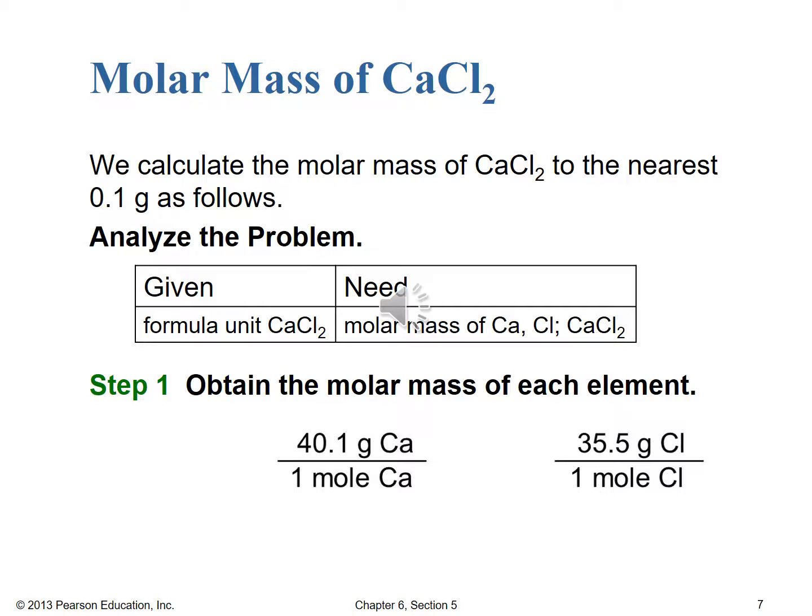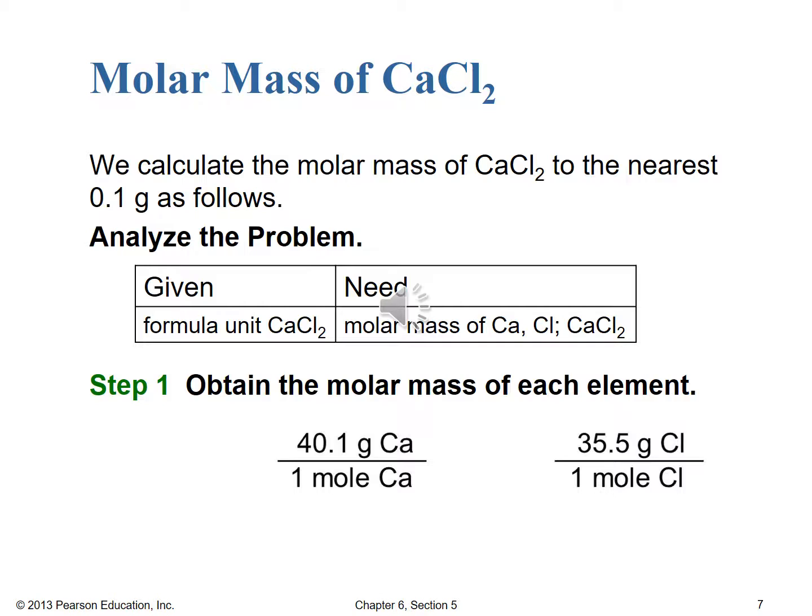We're given the formula unit, CaCl2, and we need to find the molar mass of calcium chloride ultimately, but that means we're going to have to know the molar mass of both calcium and chlorine as elements. So step 1 involves obtaining those molar masses for each element, and at least to the tenth of a gram, we have 40.1 grams for a mole of calcium and 35.5 grams for chlorine.